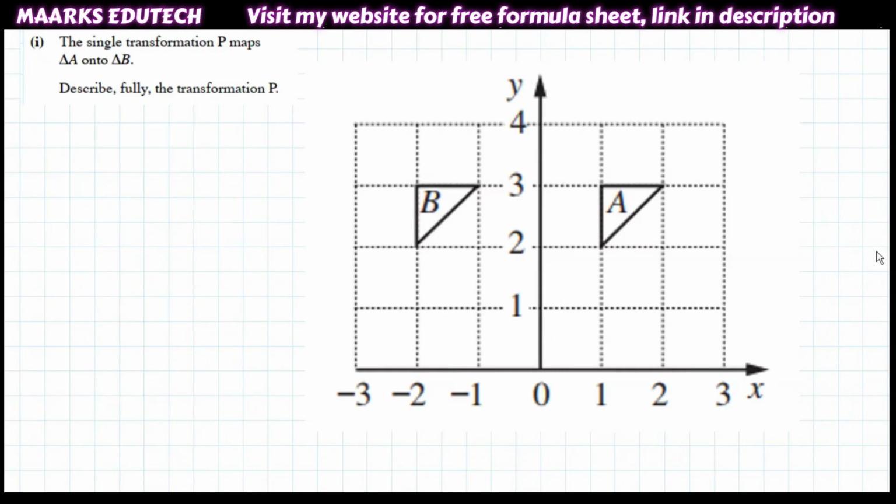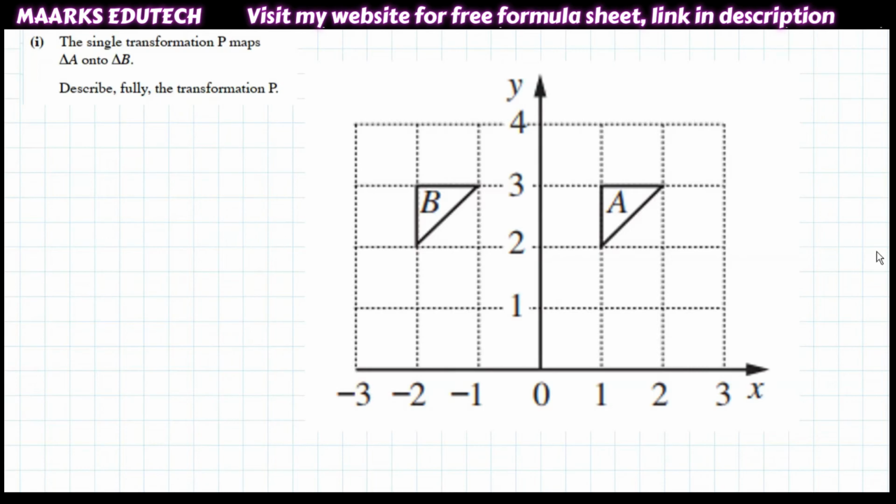So the first question is, the single transformation P maps A onto B. Describe fully this transformation P. So we need to describe the transformation here. Whenever they ask us to describe, we need to write whether it's a reflection, rotation, or translation, which transformation it is, and then accordingly we write the answer.